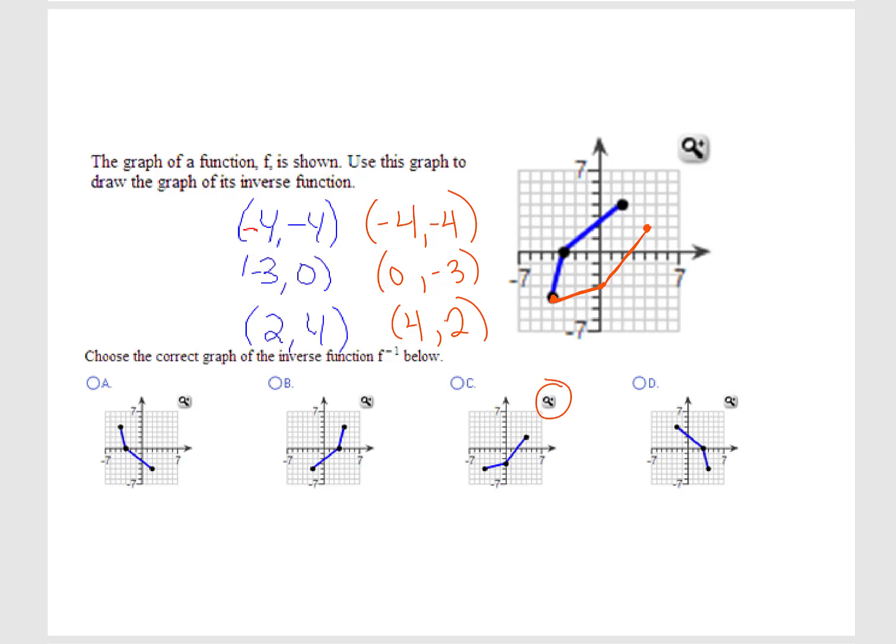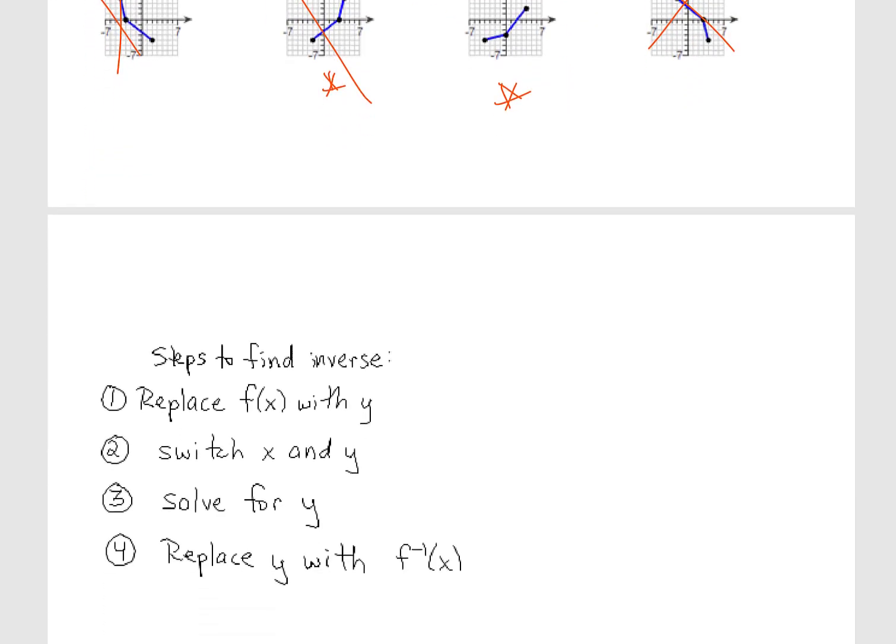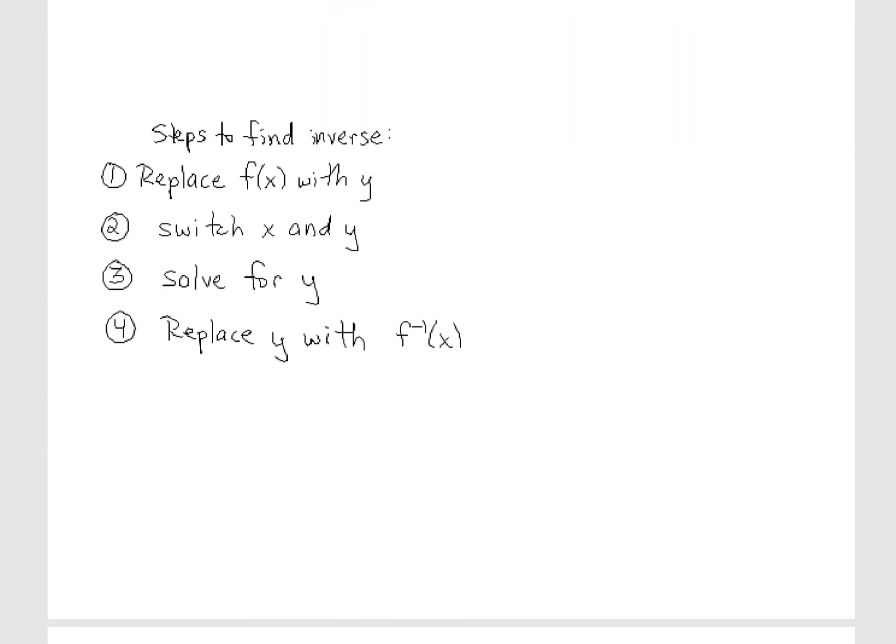Okay, so we look for -4, -4. This one doesn't have it. This one does have it. That one has it. This one has it. This one doesn't even have it. Okay, we're looking for 0, -3. Nope, this one doesn't have it, but this one does. And then I still would check my last point, 4, 2. So my answer will be C. And all we did was take those ordered pairs and then flip the x and y. Okay, so that's when they actually give you the graph, right? And we have ordered pairs.